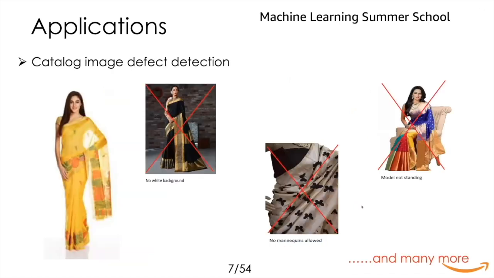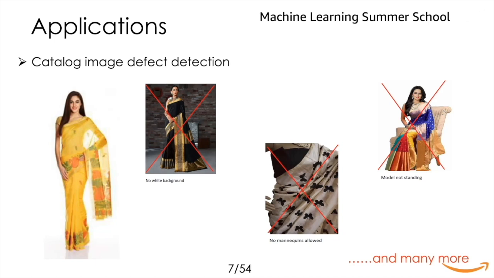And the next application that you can see is to detect defects, right? We have a huge catalog of products at Amazon containing billions of images, and there are some guidelines that we expect sellers to follow when uploading these images. So, for example, this is an ideal image. These images are defective images. This image does not have the required white background. This image has a mannequin instead of a real person, and in this image, the model is not standing. So we need to be able to enforce these requirements.